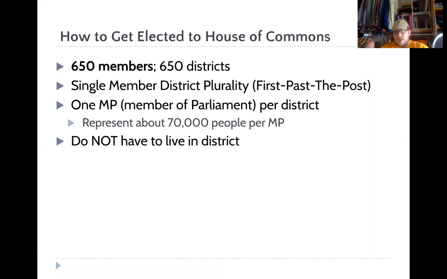But a huge difference is that you don't have to live in the district that you are running for election from. So if I wanted to be a representative from our district in the state of Kansas, I would have to live where I do in Lawrence. I can't run to be the member of Congress that represents Wichita or Garden City. In the UK, they don't have to live in their district, where we do in our system.